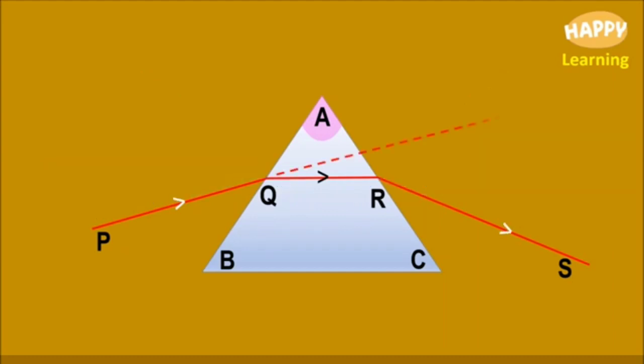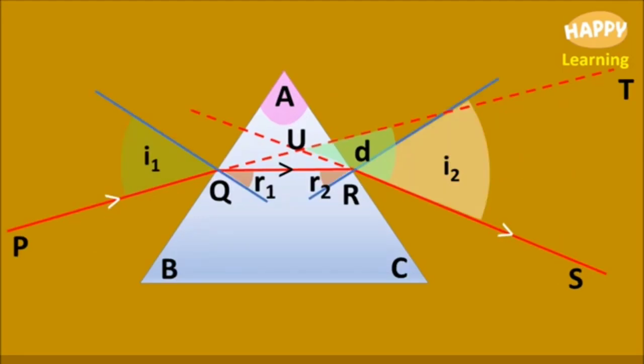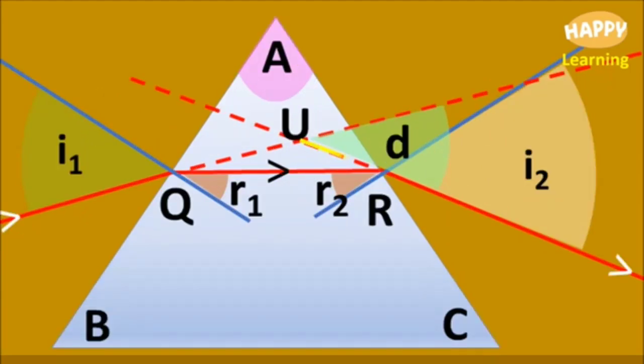If we extend the incident ray PQ, it will be PQT, and extend the emergent ray RS in the backward direction, the incident ray and the emergent ray will meet at a point. The angle between the incident ray and the emergent ray is called the angle of deviation. So this is the final picture. Let us observe closely. Observe this triangle URQ.